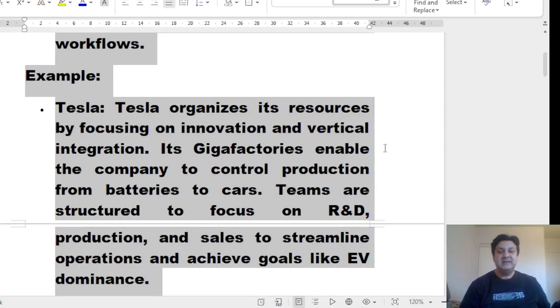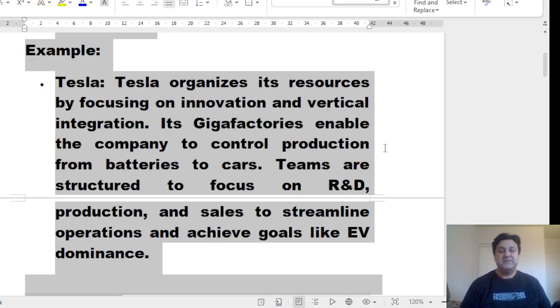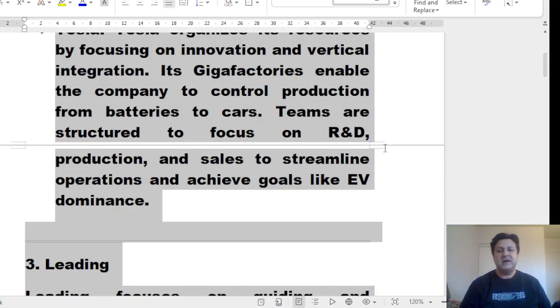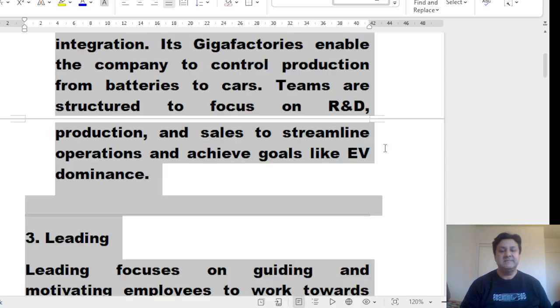Another example is Tesla. Tesla organizes its resources by focusing on innovation and vertical integration. Its gigafactories enable the company to control production from batteries to cars. Teams are structured to focus on R&D, production, and sales to streamline operations and achieve goals like EV dominance.